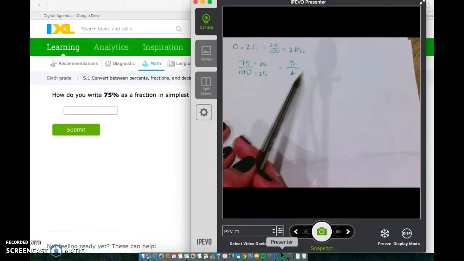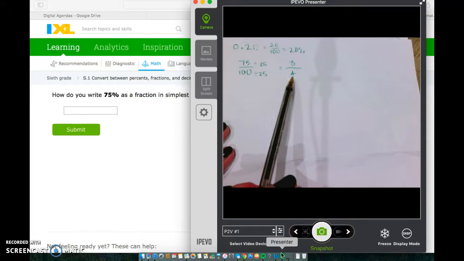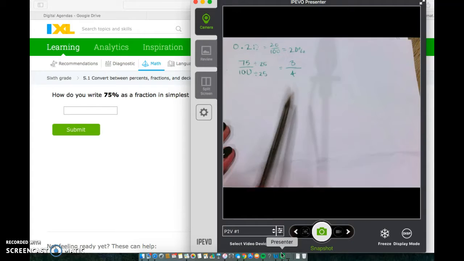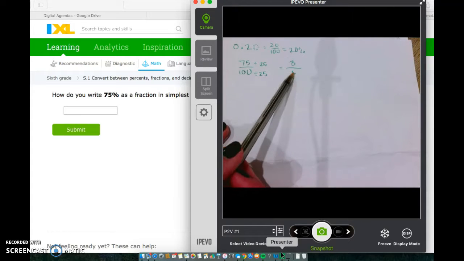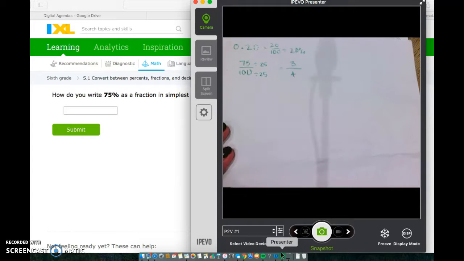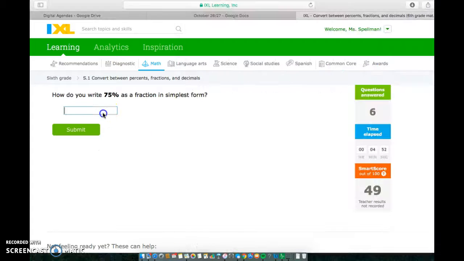Now, the way that I can check myself to be sure that this is in simplest form is to find out if they have any common factors other than 1. I know 3 is a prime number, so the only factors are 1 and 3. If one of my numbers is prime, I'm done. So my fraction in simplest form is 3/4. The way that I enter that on IXL is 3/4.